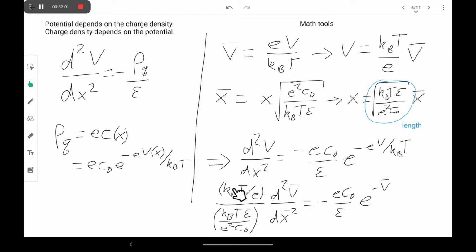KBTs cancel, those are gone. We have the C naught in the denominator of the denominator, so that's in the numerator, just like here. We have an E squared in the denominator of the denominator, which makes it in the numerator, but we have an E in the denominator of the numerator, so we have one factor of E in the numerator, that's right there. And then we have this epsilon 0 by itself in the denominator, so we have that. So this whole stuff equals this stuff, and they cancel out.